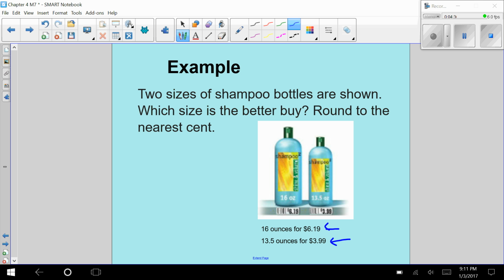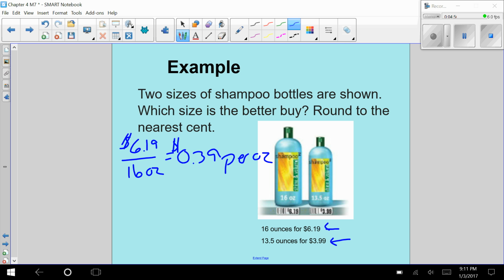To do this, we take our price, so $6.19, divided by our number of ounces, which is 16. OZ is ounces. 6.19 divided by 16 ends up being 39 cents per ounce.